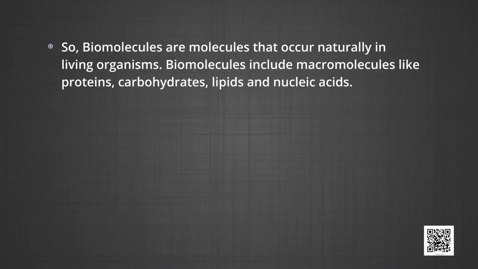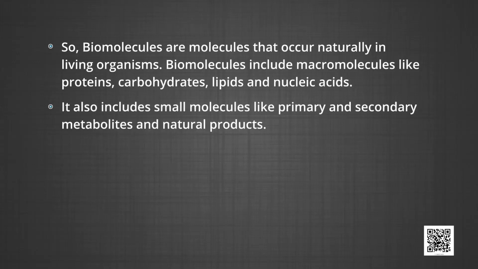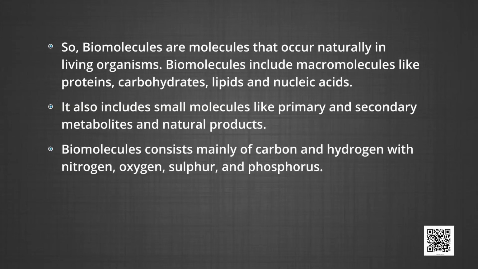So, biomolecules are molecules that occur naturally in living organisms. Biomolecules include macromolecules like proteins, carbohydrates, lipids and nucleic acids. It also includes small molecules like primary and secondary metabolites and natural products also. So, you can say that a biomolecule consists mainly of carbon and hydrogen with nitrogen, oxygen, sulfur and phosphorus also.